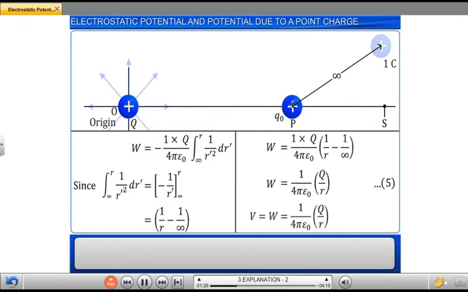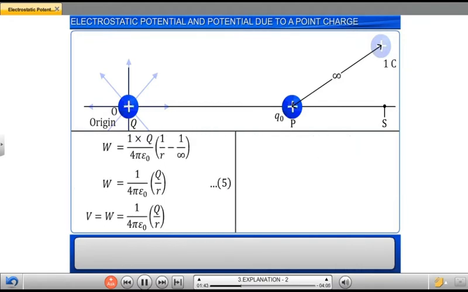This is the expression for the work done to bring a unit positive charge from infinity to r, which is equal to the electric potential V at point P. Therefore, the electric potential V at point P is equal to 1 by 4 pi epsilon naught q by r, which is the expression for electric potential at P in the electric field of the point charge Q. Let this be equation 6.